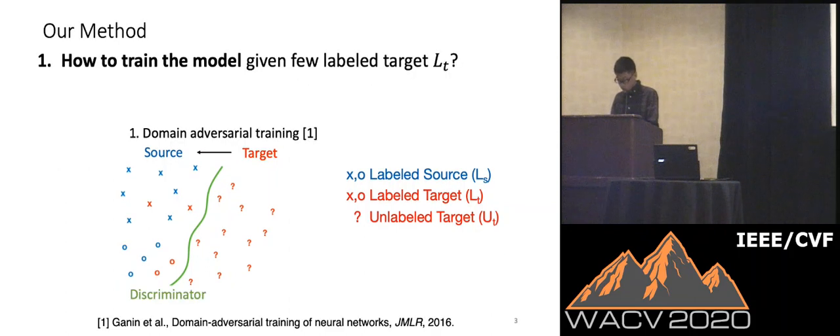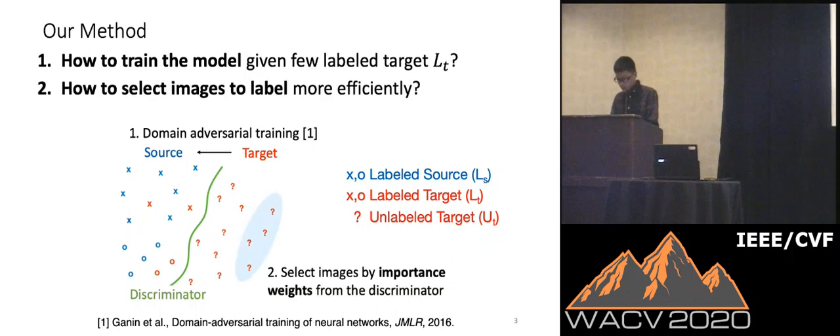In this work, we try to answer two questions. First, how should we train the model given few labeled targets? We use domain adversarial training where a discriminator is trained to predict whether the data is from the source or target domain. Second, how should we select images from the target domain to label? We use importance weights, which can be obtained from the discriminator.